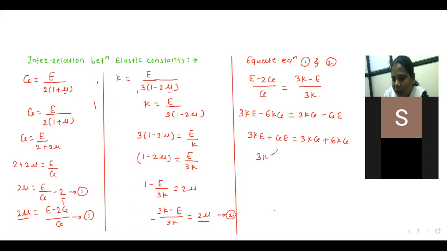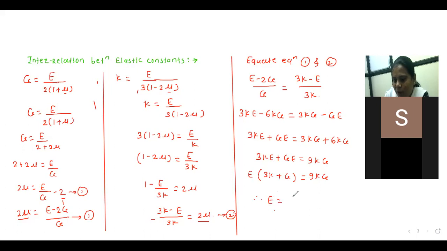Now 3KE + GE is equal to 3KG + 6KG, which is 9KG. Now from the left side, one parameter we will take common. Which parameter will we take common? Anyone please guess? E. Okay, E in bracket. What is remaining? 3K + G, which is equal to 9KG.